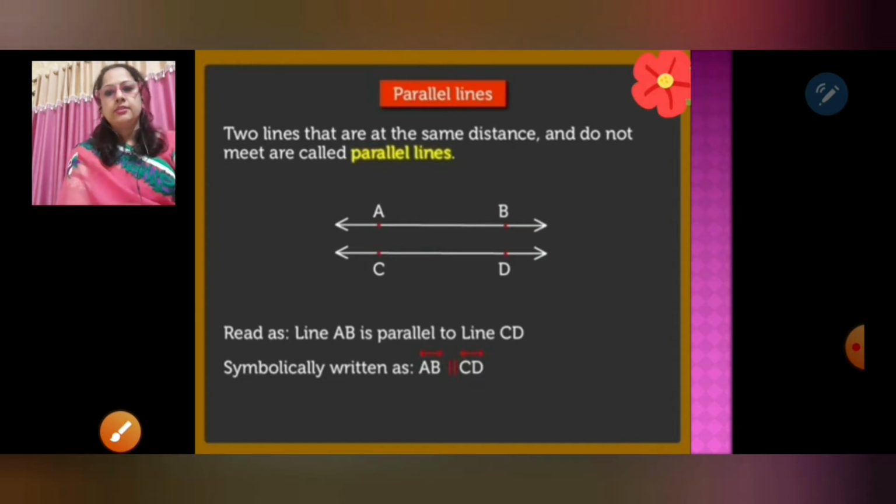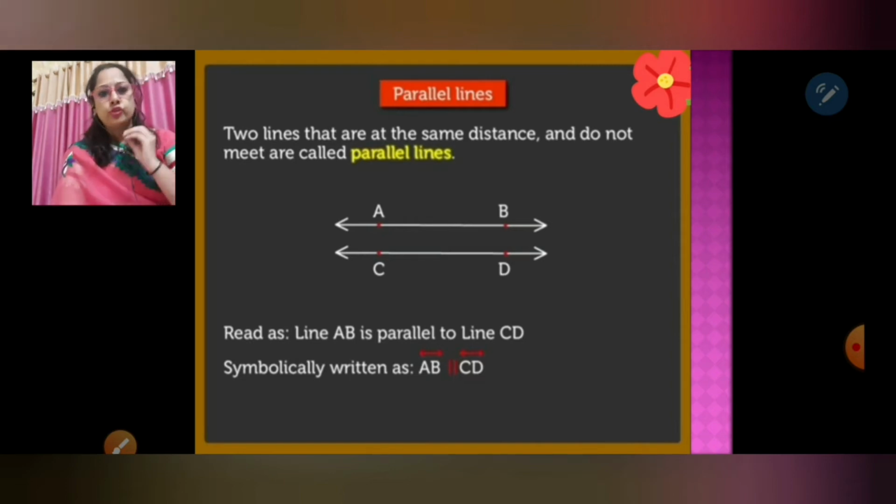Parallel lines. Two lines that are at the same distance and do not meet are called parallel lines. So children, you always have to remember that parallel lines never meet each other. Line AB is parallel to line CD and symbolically it can be written as line AB, we use two lines to represent parallel lines, is parallel to CD.